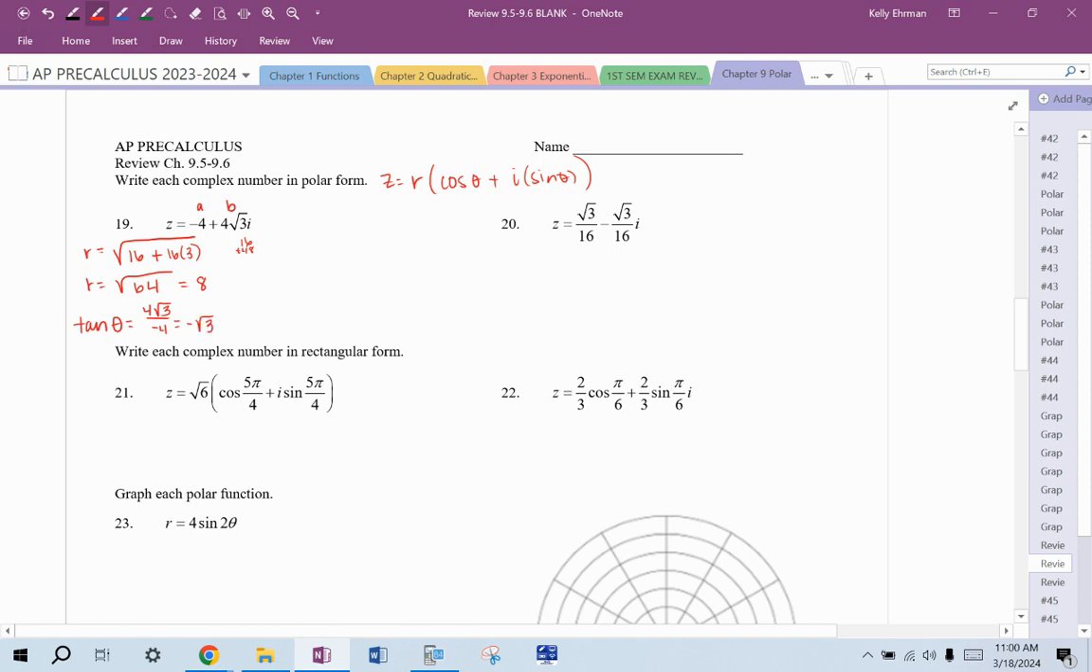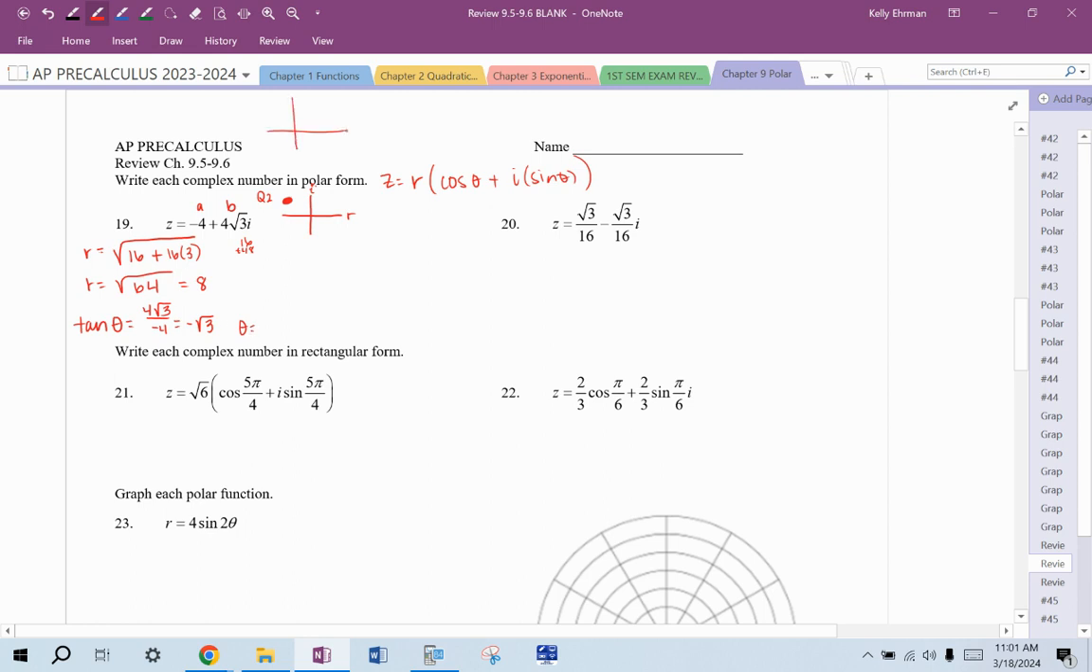Now, tangent is negative radical 3 at two different angles, right, in quadrants 2 and quadrant 4. And you could use either one, but depending on which angle you use, you're changing your r from positive to negative. So what I like to do is plot the complex number. If this were the complex plane and this were the real number plane, we would go left 4 and up 4 radical 3. So because we're in quadrant 2, I'm just going to give the quadrant 2 answer for theta. So what is theta in quadrant 2?